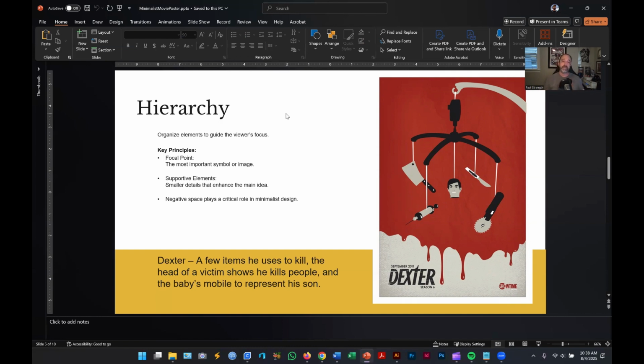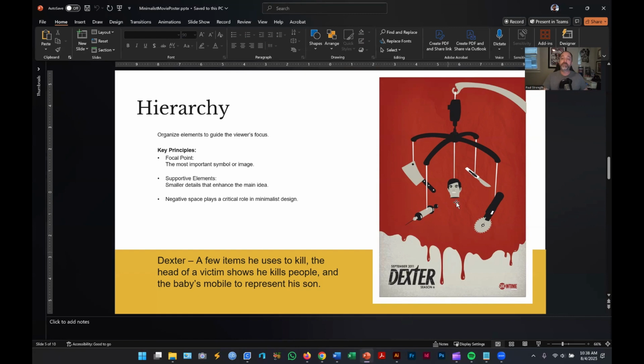Now, what is negative space? Negative space is all the empty open space around. Positive space is the actual things and objects. If you're not familiar with Dexter, or familiar with season 6 of Dexter, I'm going to ruin it for you. I'm letting you know right now.